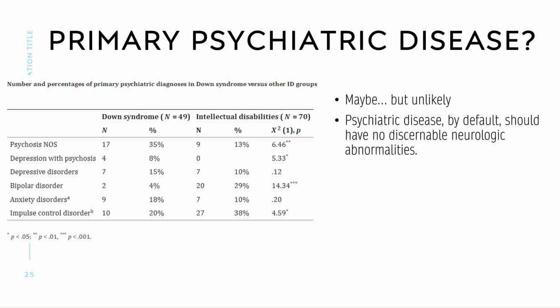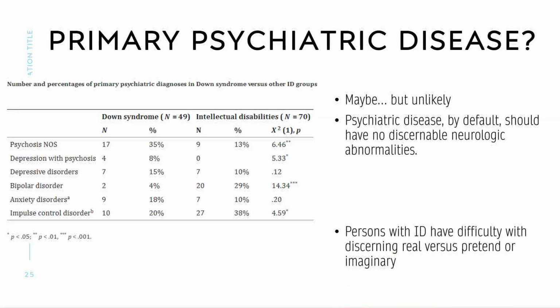By default, psychiatric diseases should not have frank discernible neurologic abnormalities. You can have some things here and there, but the onset of sleep dysregulation, catatonia, bradykinesia, significant loss of language, that should not be seen in purely primary psychiatric diseases. And furthermore, psychiatric diseases tend to have a slower onset of symptoms.